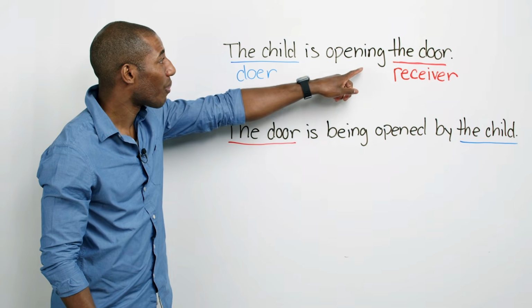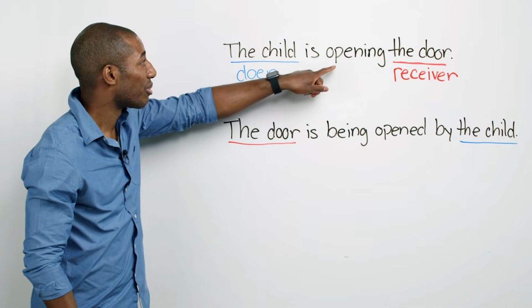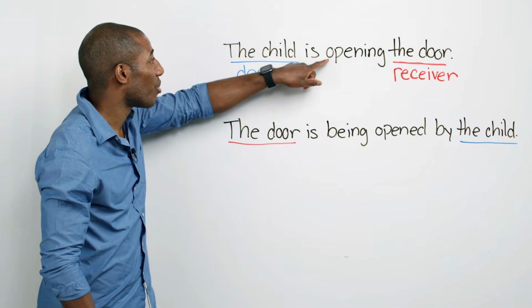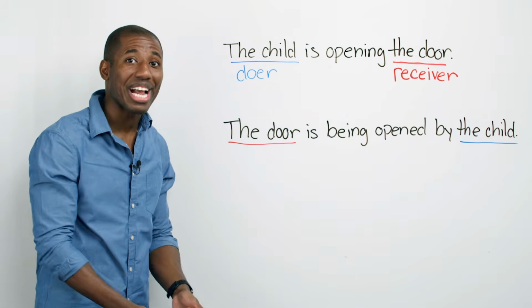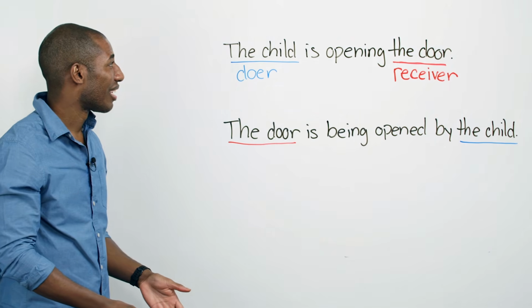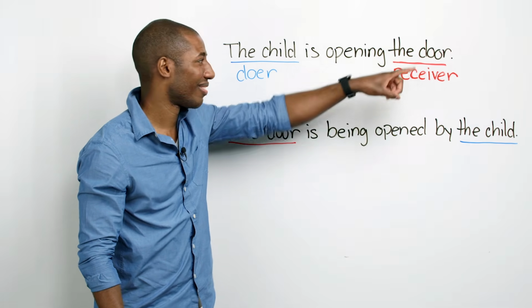Here we have ing attached to our verb open, which makes opening. This is present continuous, which means that the child is opening the door right now at this moment. And of course, the receiver is the door.